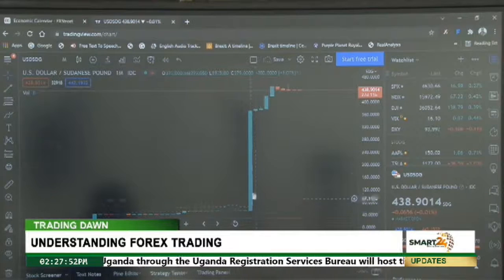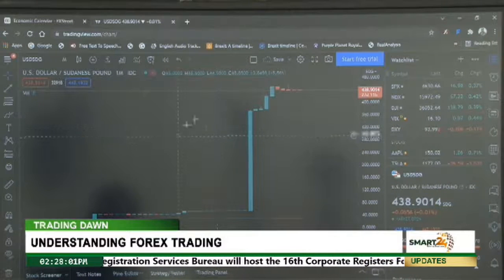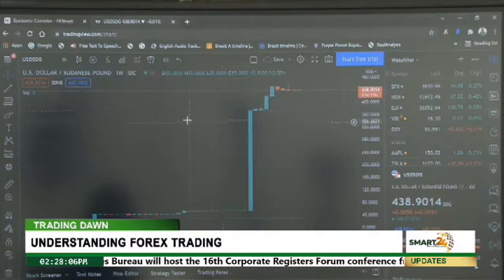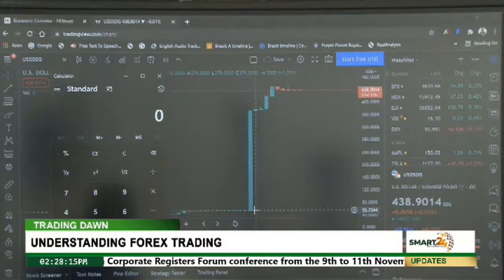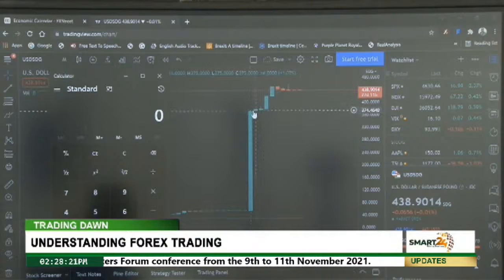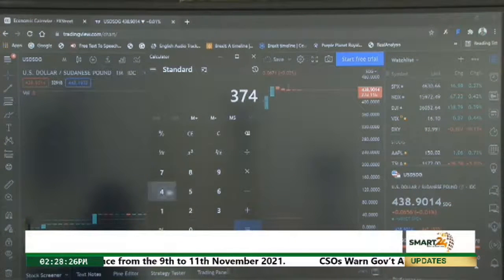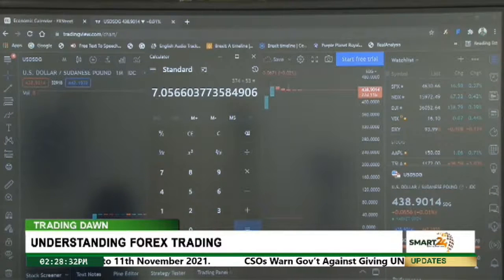And then that same month, it rose to 374. So that is 374 Sudanese pounds for 1 US dollar. Now, to put that into some kind of perspective, the beginning price is 53 Sudanese pounds, then 374. So let's calculate 374 divided by 53, so that we get the relative change in prices.